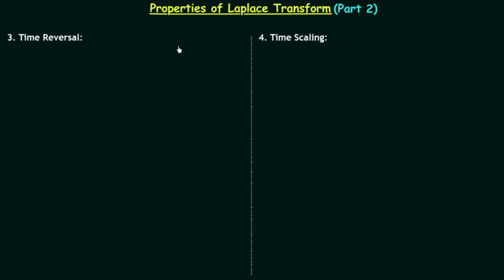In the last lecture, we had discussion on linearity and conjugation properties of Laplace transform. And in this lecture, we will discuss two more properties, and they are time reversal and time scaling properties. So let's start our discussion with the third property, which is time reversal property.